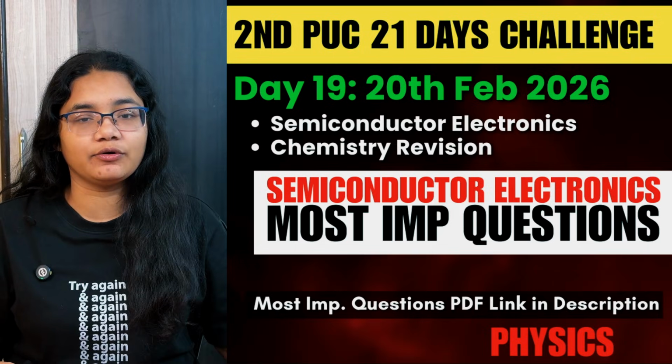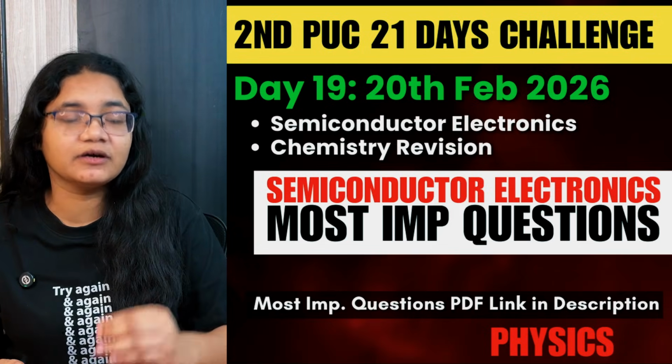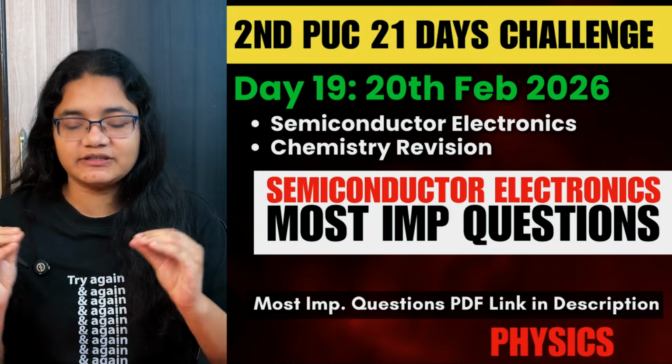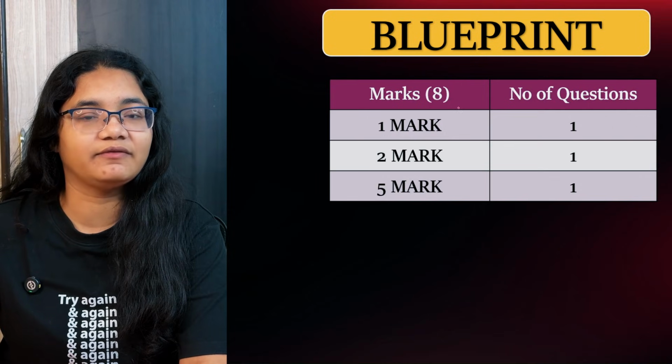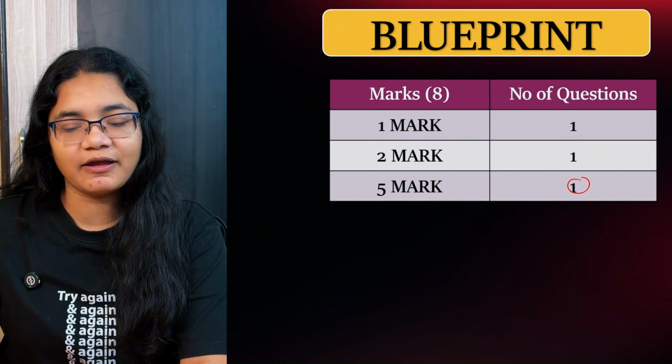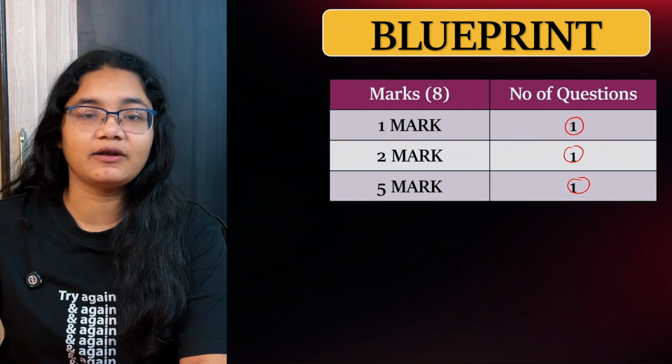In this video, I'm going to discuss the most important questions from the chapter Semiconductor Electronics. So first, let's understand the weightage of this chapter. Total weightage is 8 marks here. You will get one 5-marker question, one 2-marker question, and one 1-marker question.